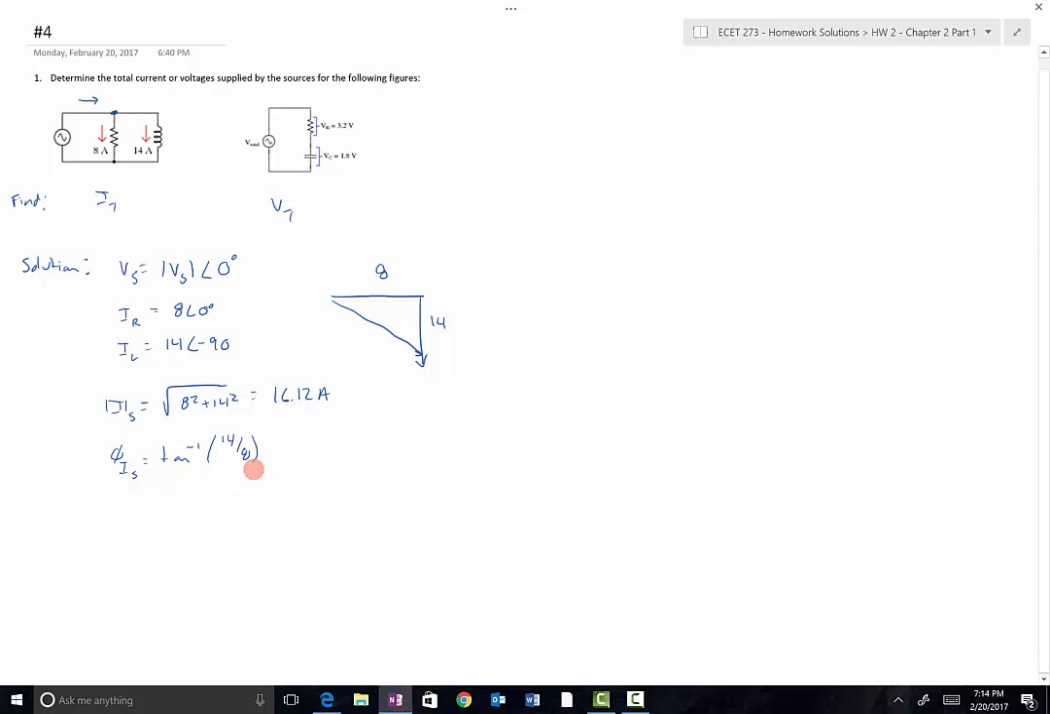So we get inverse tan of 14 over 8. That gives us 60.26, and to put it in the fourth quadrant, we just put a negative sign in front of that, negative 60.26 degrees. And so we combine those together, and we find that the total current sourced by that source right there is going to be 16.12 amps at an angle of negative 60.26 degrees. So that was a demonstration of KCL there.